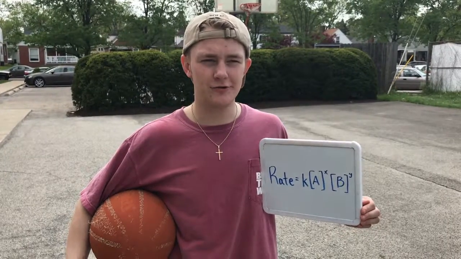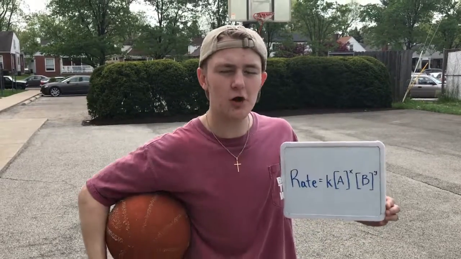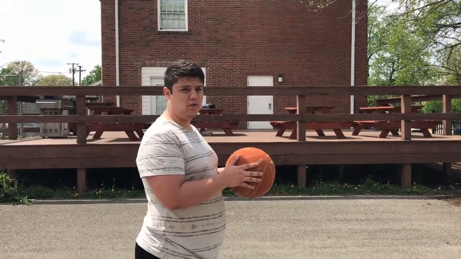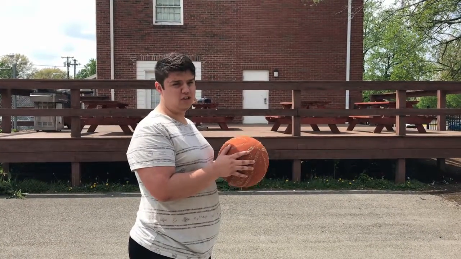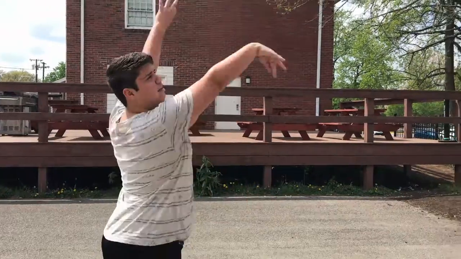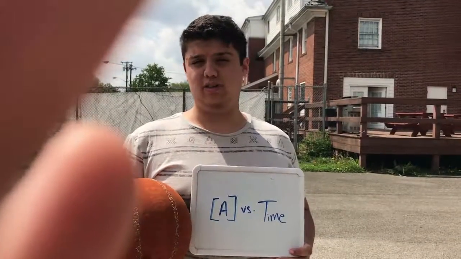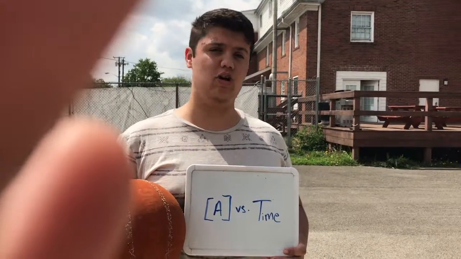Let's talk about orders. Orders show us how each of the individual reactants affects the overall rate of the reaction. First, there is zeroth order. Much like a missed basketball shot, zeroth order contributes nothing to the overall rate of the reaction. Zeroth order is determined by plotting concentration versus time and achieving an R-squared value of nearly 1.